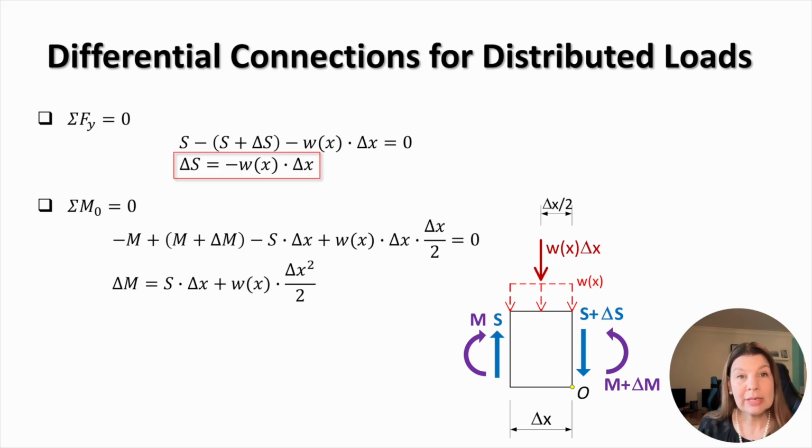Next, we apply moment equilibrium about point O. And this gives the relationship delta M equals S multiplied by delta x plus w of x multiplied by delta x squared divided by 2. Since delta x squared is extremely small compared with delta x, the final term can be neglected with insignificant loss of accuracy. And this leaves delta M equals S multiplied by delta x. This expression shows that the bending moment changes along the beam according to the value of the shear force.